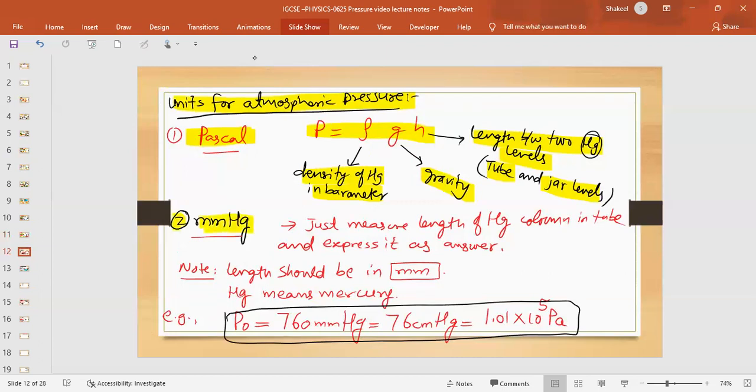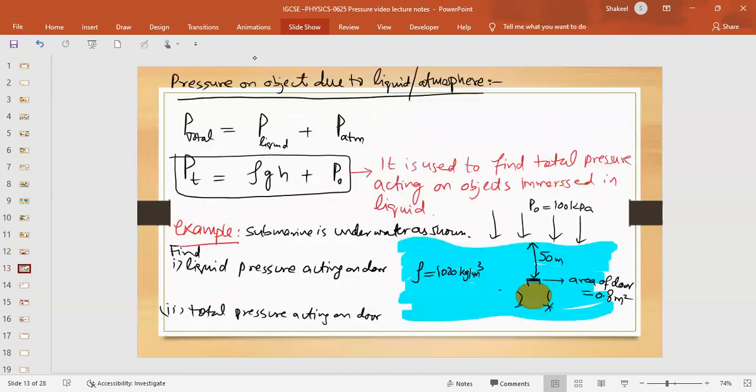The second unit is millimeter Hg, where millimeter stands for the length and Hg stands for mercury. So you just have to measure the length of the mercury column in the tube and express it as the answer. The length should usually be in millimeters, and Hg is meant for mercury. For example, the standard value of atmospheric pressure is 760 millimeter Hg, or 76 centimeter Hg, or in Pascal it is 1.01 times 10 to the 5 Pascal.